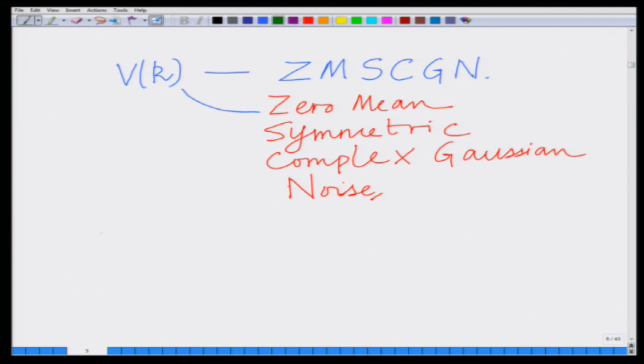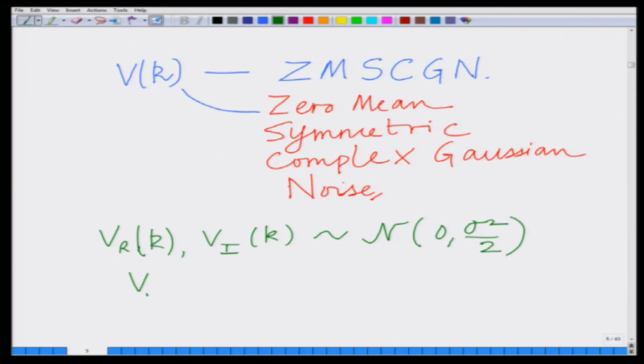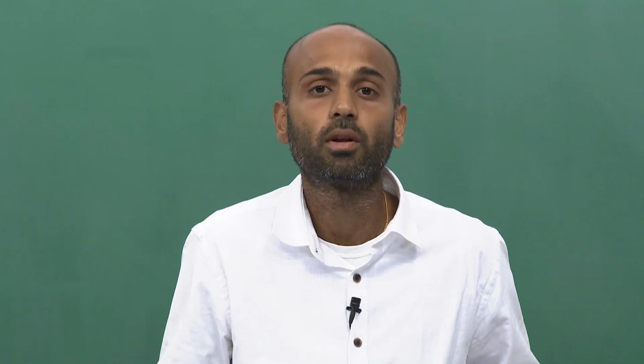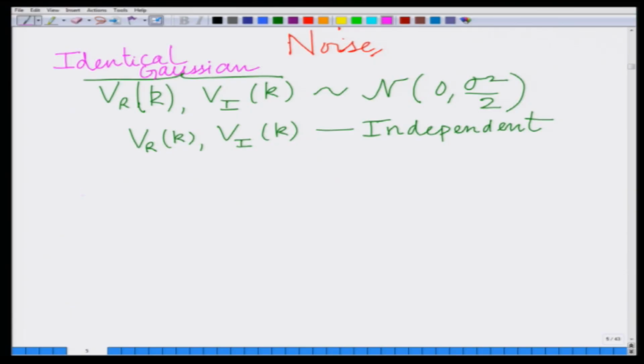VRK and VIK are both zero mean with variance sigma square by 2, and VRK, VIK are independent. That is, both of these are basically identical Gaussian, and both of these are independent, and this is basically known as symmetric complex Gaussian noise.